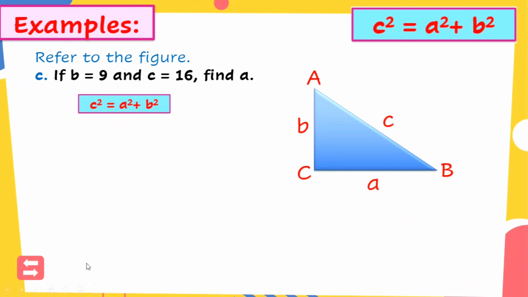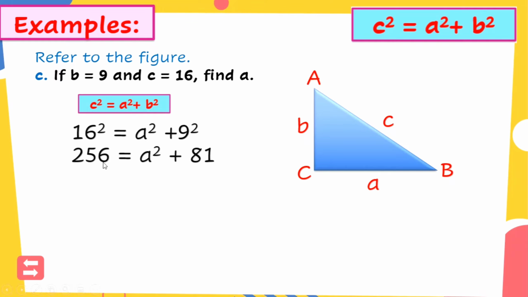Paano naman kung ang nawawala ay yung A? Hahanapin naman natin ngayon yung A, given yung B and C. So, substitute lang natin sa ating formula. Yung C natin is 16, yung A natin is unknown, kaya A squared na lang, ilagay natin. And yung B natin is 9. So, we have 9 squared. 16 squared is 256, and 9 squared is 81. I-move natin yung 81 to the other side, kaya 256 minus 81, we have 175.